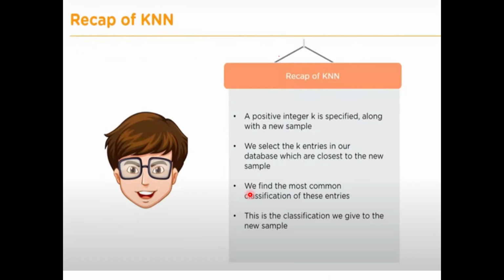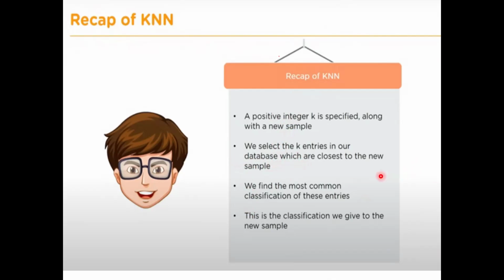So we decide that the new data point belongs to the class called normal. Now let us make a recap of KNN. When a positive integer k is specified along with a new sample, this is the major factor we have to analyze before implementing the KNN algorithm. We select the k entries in our database which are closest to the new sample. So when selecting the k entries, we choose the points which are closer to that data point.